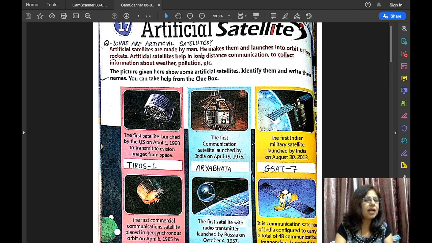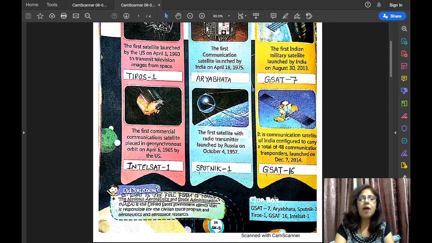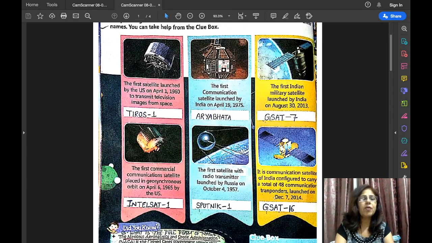So the question that can be framed from this passage is, what are artificial satellites? And the answer is this one. Now the picture given here shows some artificial satellites. Identify them and write their names. You can take help from the clue box. In this clue box, names of artificial satellites are given. You have to choose the correct name and write it below the pictures.